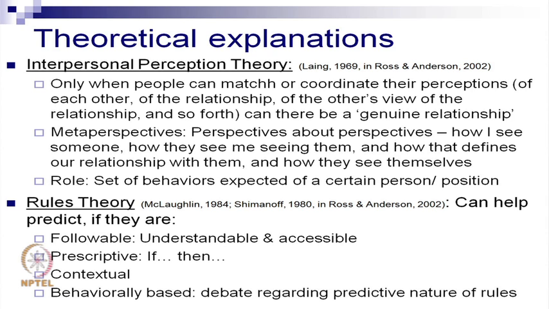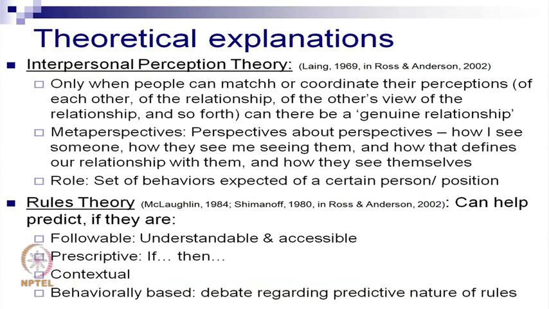The next theory here is rules theory. Rules theory says that the rules can help predict the evolution of relationships if they are followable, which means we can follow them, we can understand them, and we can access them. And if they are prescriptive, if there is an if-then relationship between the causal events, between the events in the relationship, in the communication.